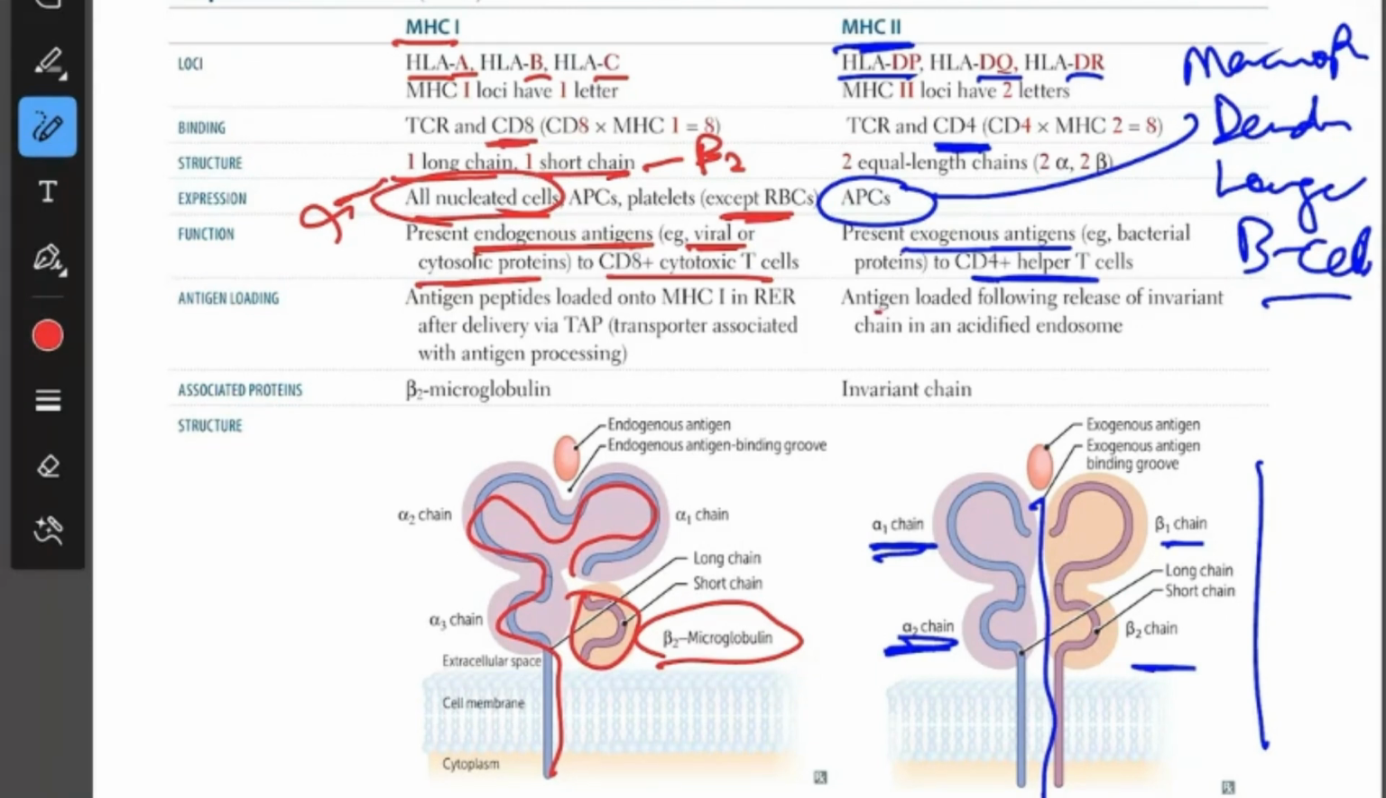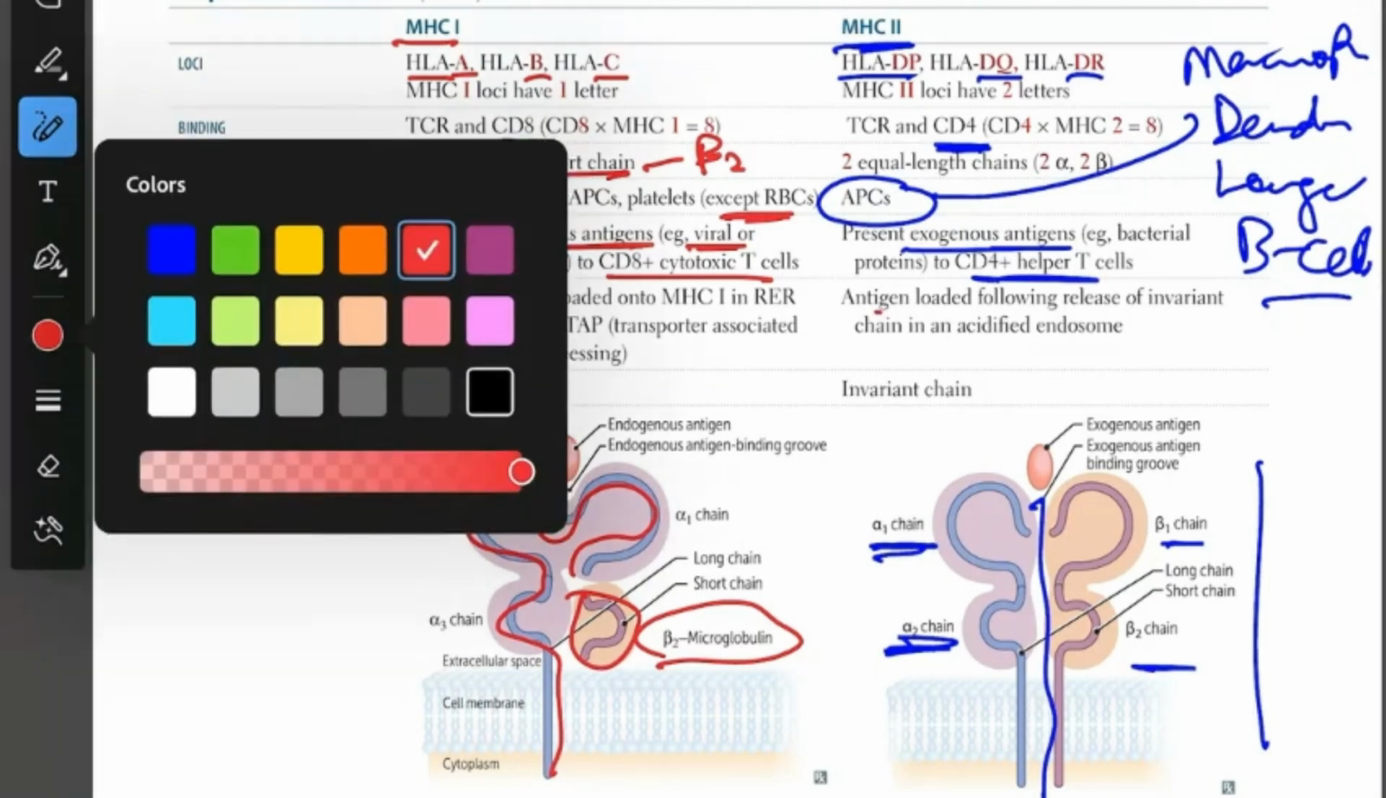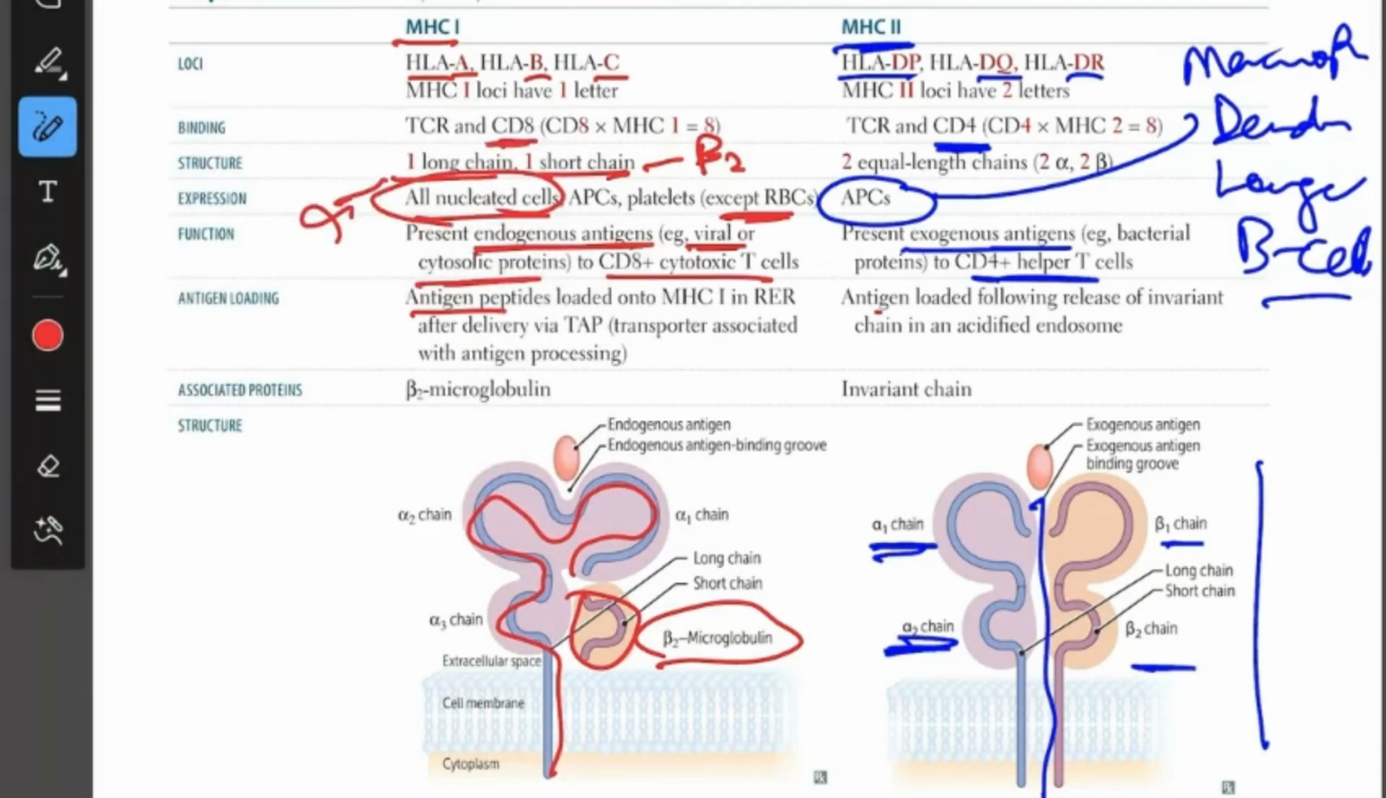So what we talked about for MHC1, this is it. Antigen peptides are loaded onto MHC1 in the rough endoplasmic reticulum, which is delivered via TAP, that's transporter associated with antigen processing. That TAP that we looked at for MHC1. So very important for you to know about this protein and that it's associated with MHC1. Now let's look at MHC2. How is the antigen loaded onto the MHC2 molecule inside the cell?